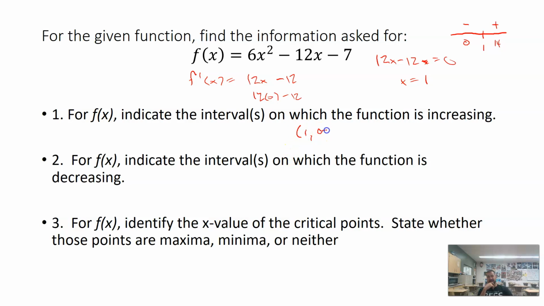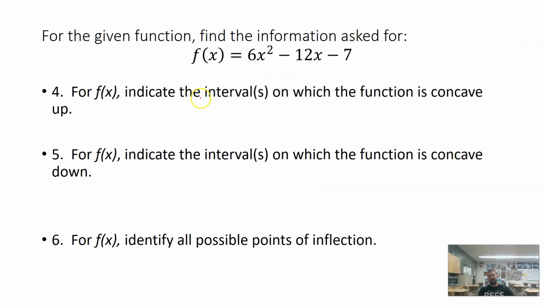So that's the first question, where is it increasing? Second question is, where is it decreasing? And then we want to know the x value of the critical point, so that's x equals 1, and we say whether those points are a max, a min, or neither. In this case, because we go from decreasing to increasing, we have a minimum at that point. So again, hopefully that makes sense. Not that big of a deal. That one's not that bad.